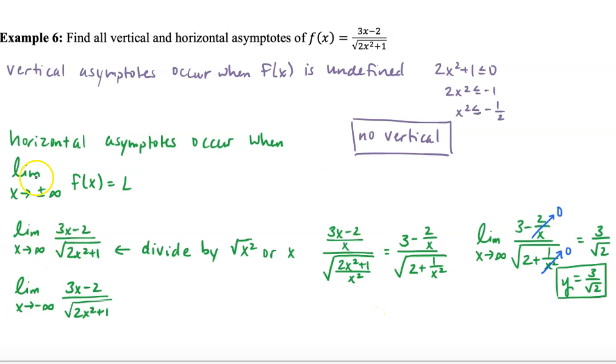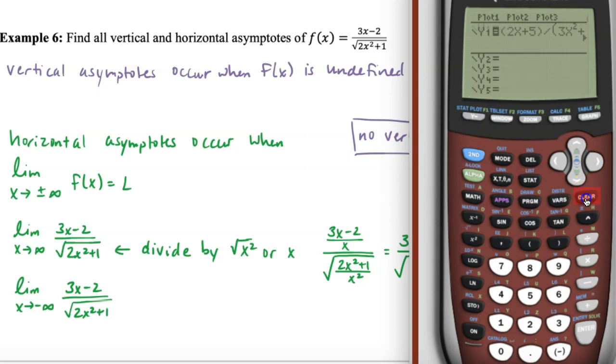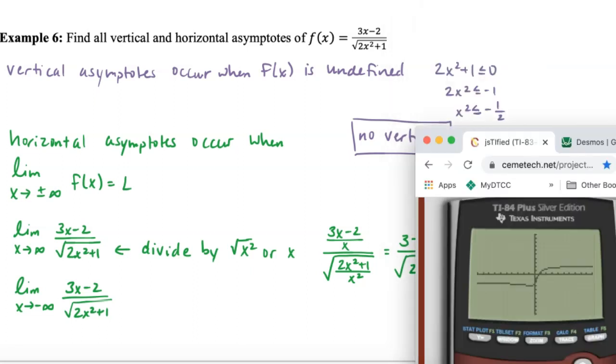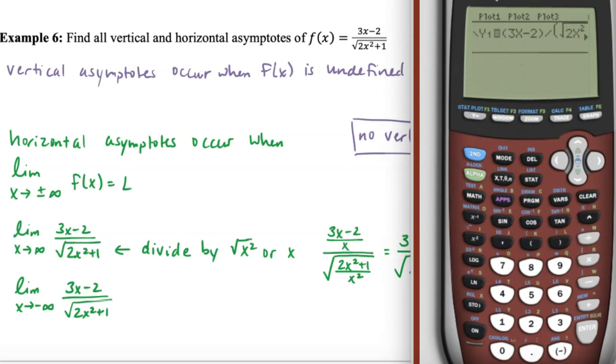Let's look at a graph of this. Let's look at what we want to find. So let's graph the quantity 3x minus 2 divided by the square root of 2x squared plus 1. Let's go to a standard window. So I found that I have an asymptote at y equals 3 over root 2, and I can actually plot this.